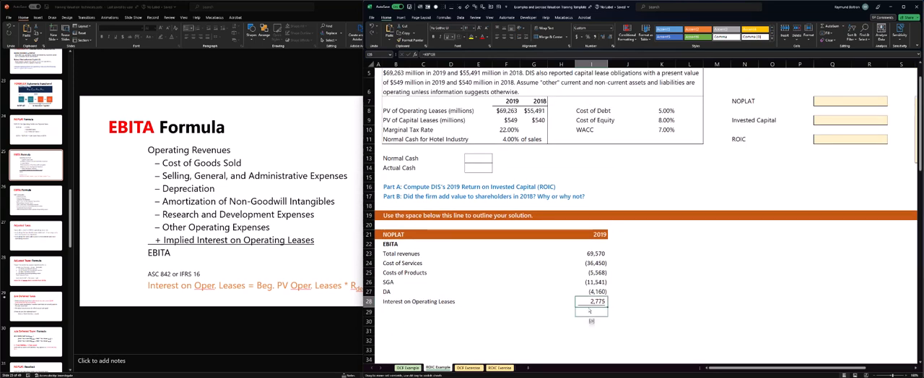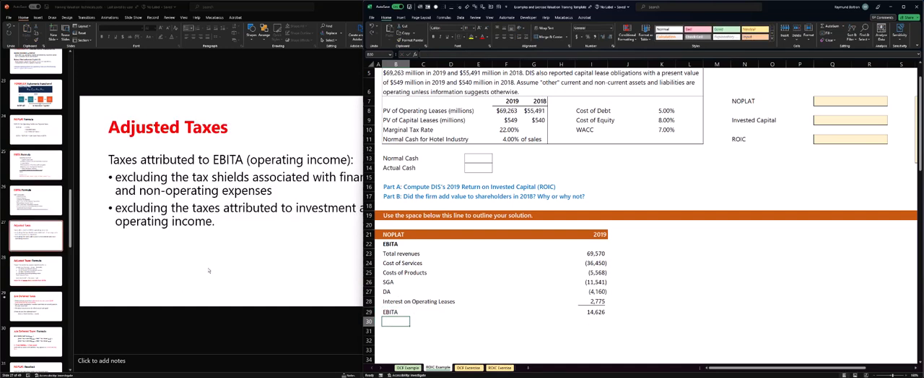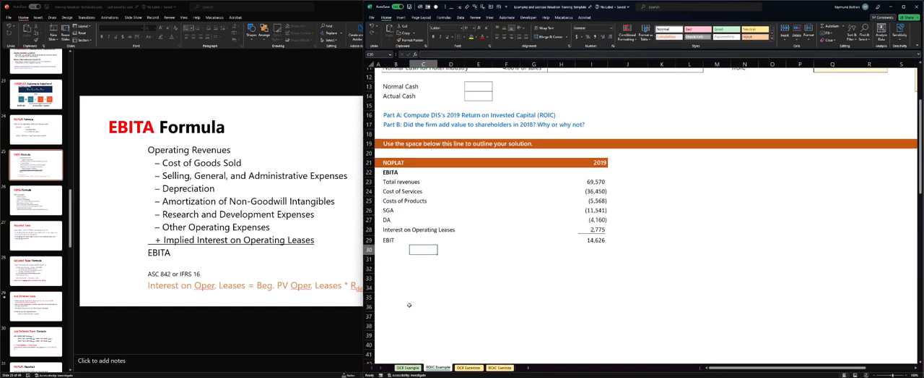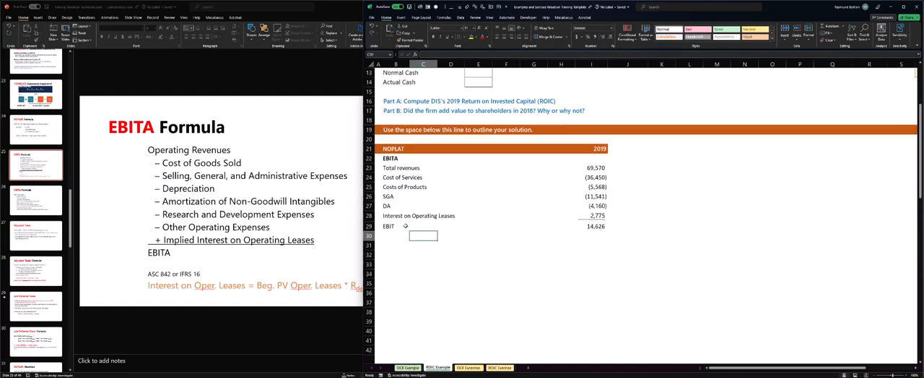So take the sum, and we get 14,000. So that's our EBITDA or EBIT, right? Let's just call it EBIT. Operating EBIT. How about that?